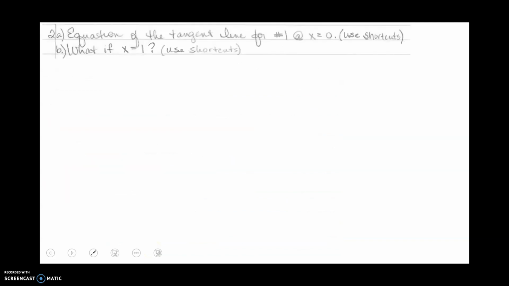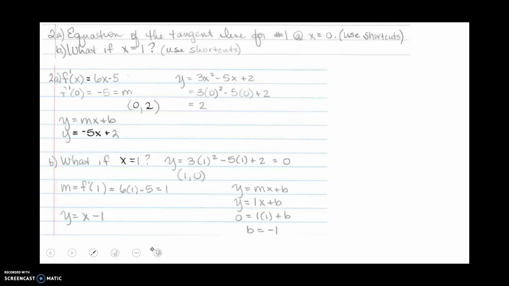All right, then number 2, it says create the equation of the tangent line for that first problem at x is equal to 0, and we're using our shortcuts. All right, so again, if we want to create the equation, we need a point and a slope. So let's start with our point. They told me that x is equal to 0. They did not give me the y value.